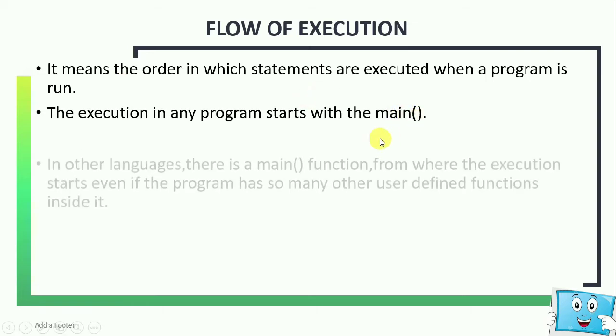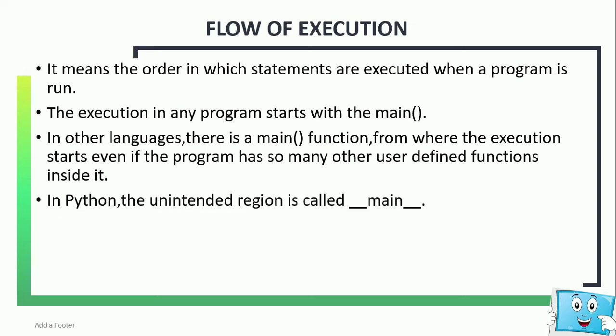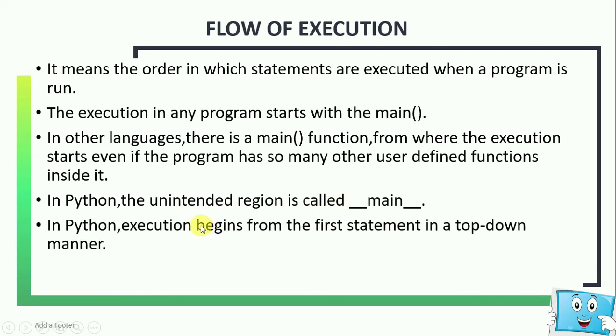In other languages like C, C++, and Java, we have the main function which tells the control that execution is to be started from that point, even if the main function has so many other user-defined functions inside it. But in case of Python, we don't have such a main function, whereas the unindented region is known as the main part. So in Python, the execution begins from the first statement in a top-down manner in a normal program.